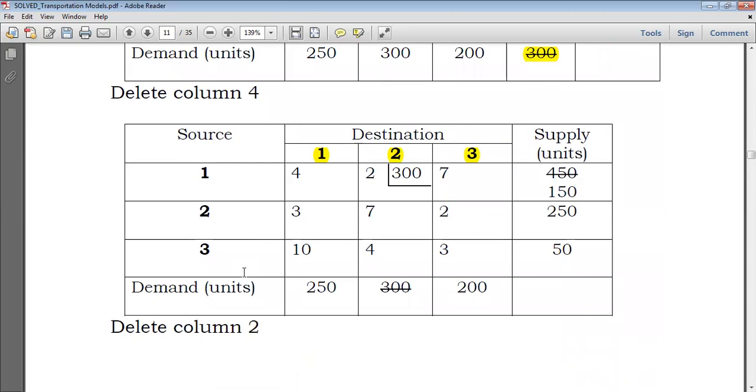After that, you determine the least cost again. The costs there are 4, 2, 7, 2, 7, 3, 10, 4, and 3. The least cost is 2, but 2 is here.